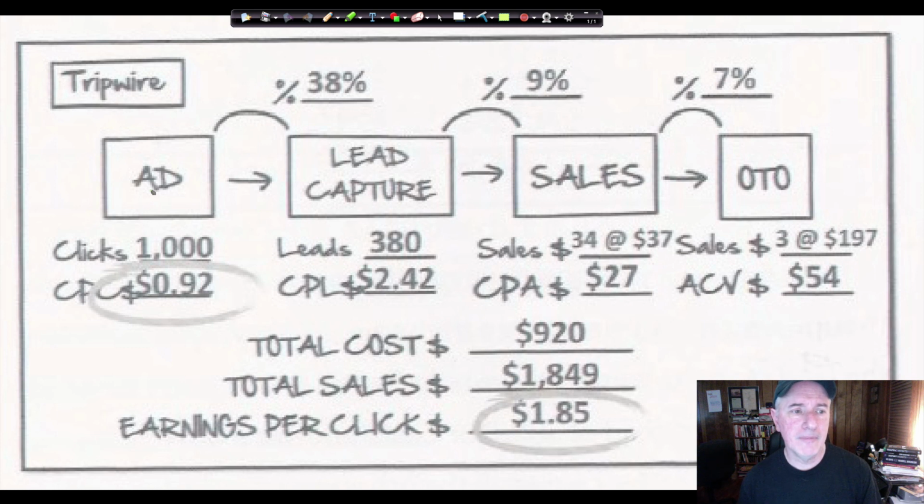Going from the ad to the lead capture, we have about 380 leads, and those leads are calculated based on your opt-in rate of about 38% out of 1,000 clicks. So 38% of 1,000 is 380. Now the cost per lead is calculated by dividing the total cost by the total number of leads, which gives you the $2.42. So 920 divided by 380 is what gives you the 2.42.